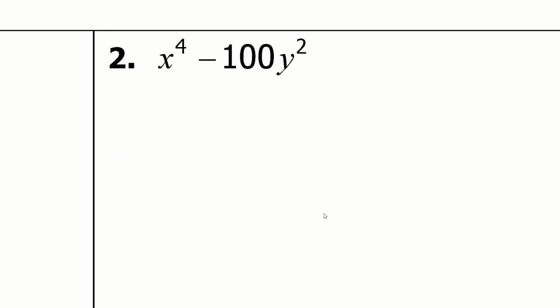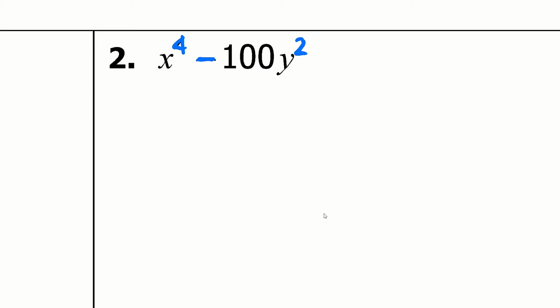Number 2. Again, there's no greatest common factor here. Nothing goes into x to the fourth and 100y squared. So the first thing that should pop out after that is that's a 4 and that's a 2. Those are multiples of 2. The only thing that we factored binomial-wise that has multiples of 2 is difference of perfect squares. So is this difference of squares? Well, it's definitely a difference. See that minus? So x to the fourth has to be a perfect square because it's a multiple of 2. And then let's check 100y squared. What will multiply by itself to get 100? Well, 10 will. And then y squared, y. So this is definitely difference of squares.